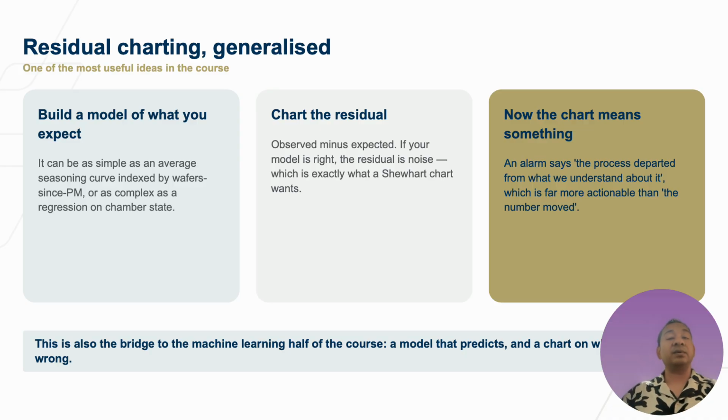Step 2, chart the residual. Observed minus the expected. If your model is right, the residual is noise, and noise is exactly what a Shewhart chart is designed for. All the assumptions we worried about in lecture 2 are more likely to hold on a residual than on the raw signal.